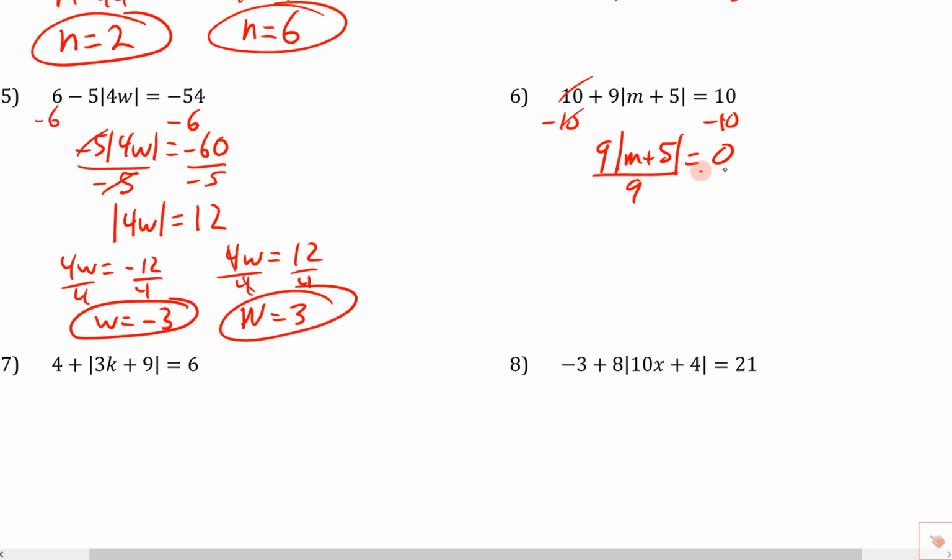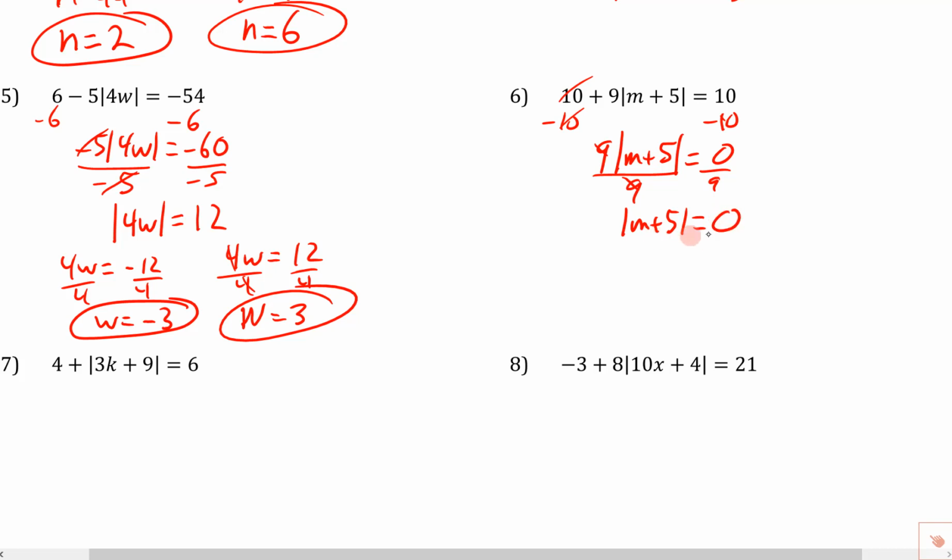We're going to keep isolating, so we're going to divide by 9. So we get the absolute value of m plus 5 is equal to 0 divided by 9. Remember, we can take 0 and divide it by a number. So 0 on the top is totally okay. 0 on the bottom is not okay. So on this one, we get an answer of 0.